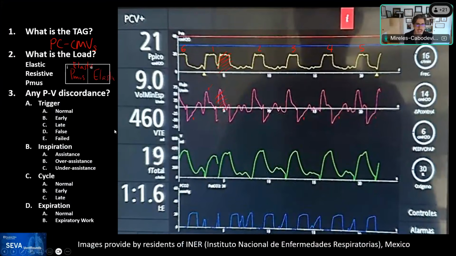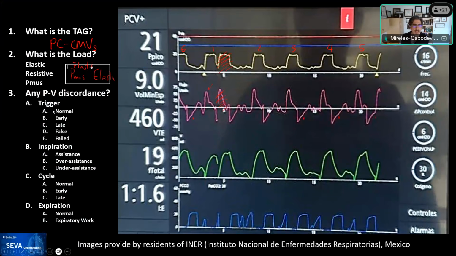So as we think about this, I'm going to pause and ask you, how do you think the trigger is for this patient? There's two breaths that are triggered, and then you see a lot of noise everywhere. I mean, this is noise galore throughout. So is there normal, early, late, false, or failed trigger? I start seeing some input starting to come in. Yeah, well, we all would, Ariel.